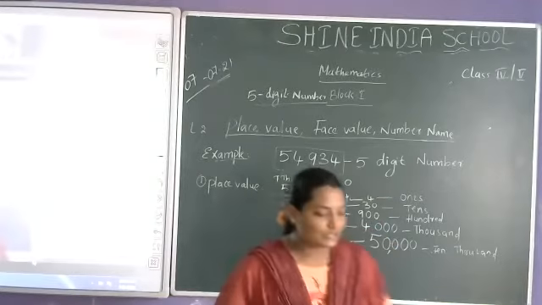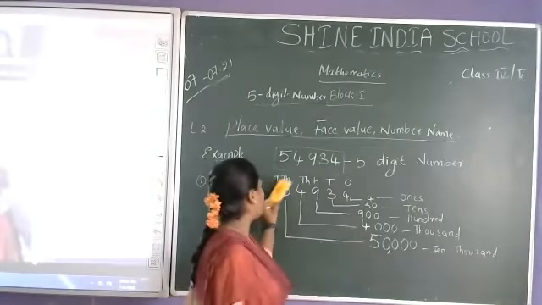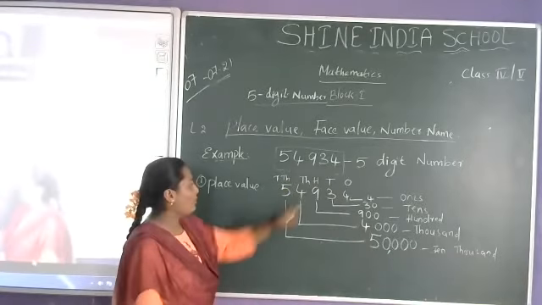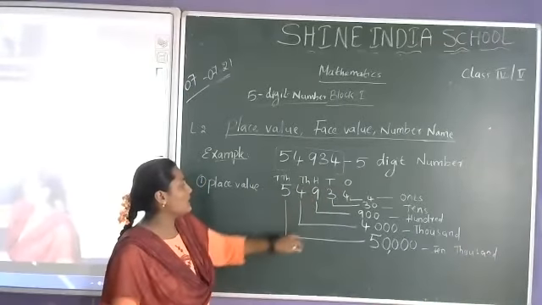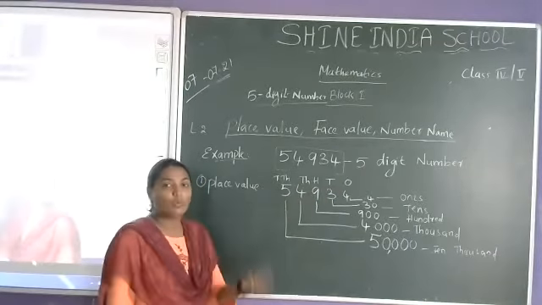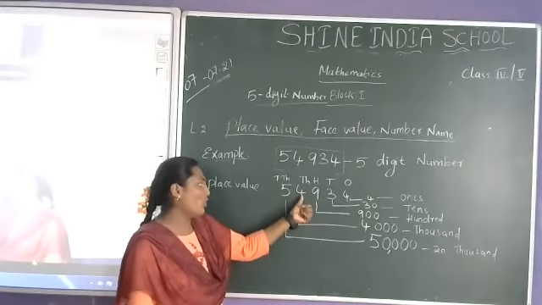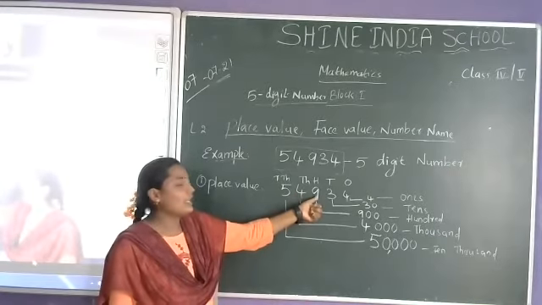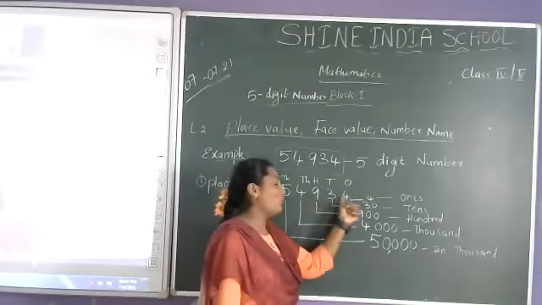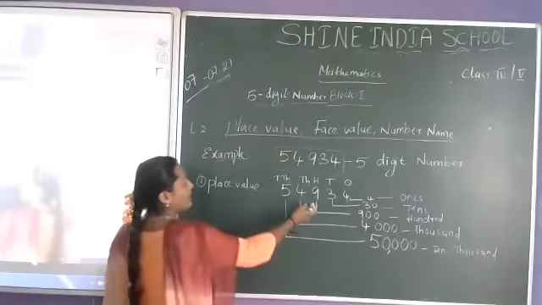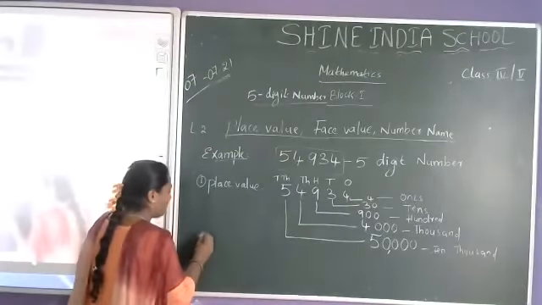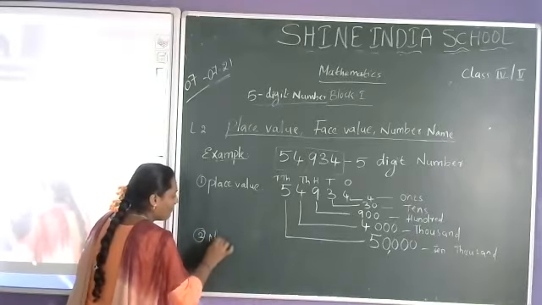Okay, children, place value. Ones, tens, hundreds, thousands, ten thousands. So how will we read 54,934? Number name.